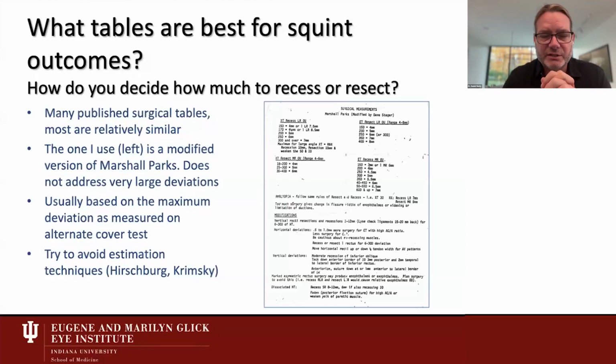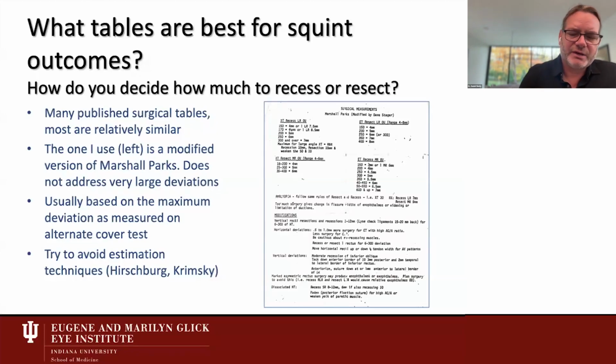The surgery dose table that I tend to use is this one, which is based on Marshall Parks' recommendations, and it's been modified over the years. But again, it doesn't really address very large deviations. So the big thing is it's very easy to look these tables up, and when you're looking at the deviations and picking out numbers, you're trying to do the maximum deviation in general. And you want to try and avoid estimation techniques.